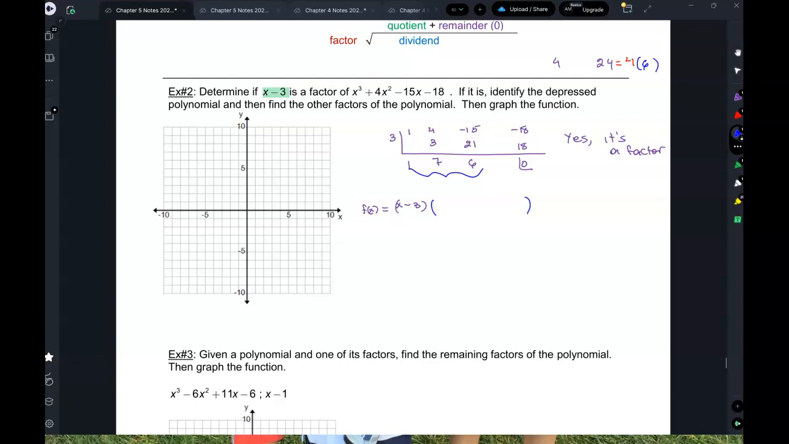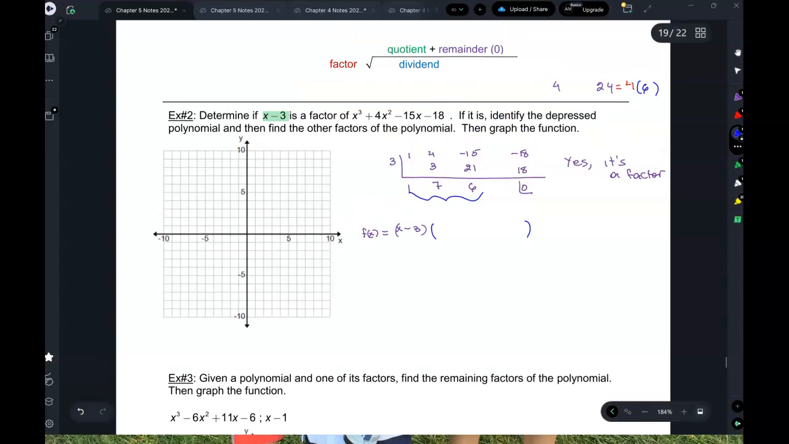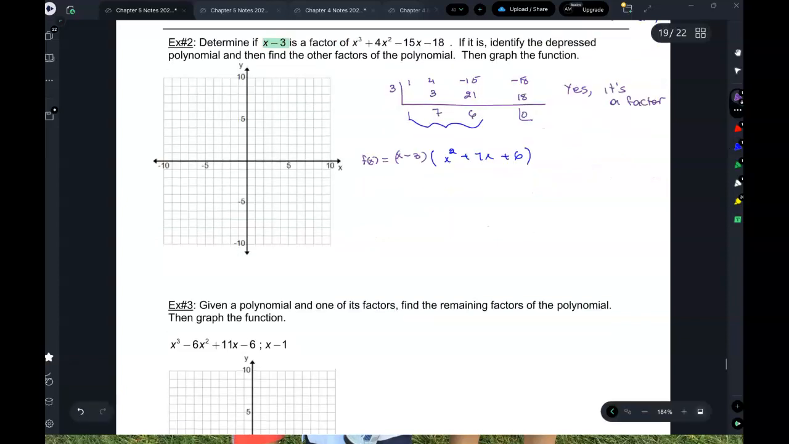So remember how we do this? If this was x cubed, when we divide, the exponent goes down by 1, so it becomes x squared. So it'll be 1x squared plus 7x plus 6. Okay? And guess what? I can factor that even further. X minus 3 times, how do I factor this?